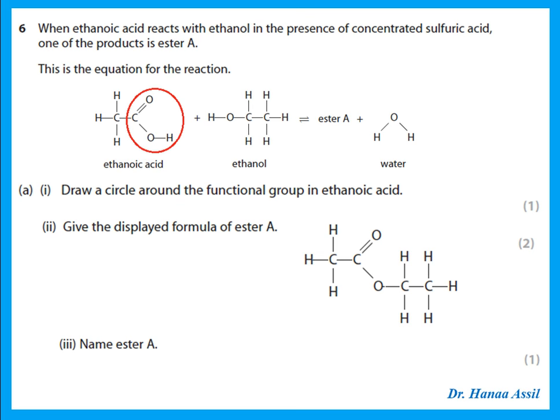How do we name this ester? Well, it was from which alcohol? Ethanol. That means the name starts with ethyl something. Now, the acid was ethanoic acid. That means the ester would be ethyl ethanoate. The ethyl part was from the name of the alcohol. The oate part was from the name of the acid.